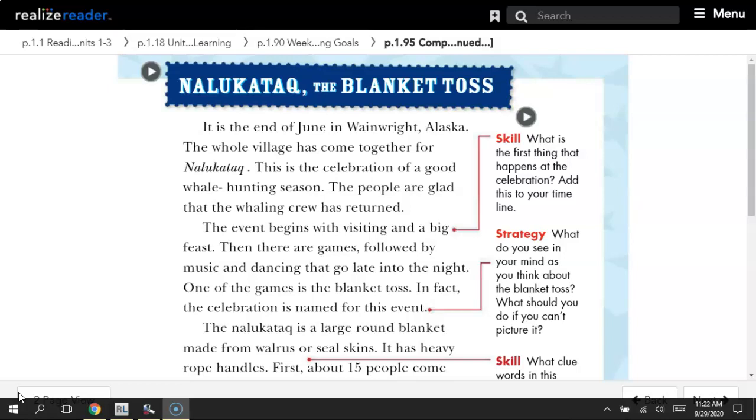As we look for those clue words, I want you to really pay attention, because after we're finished reading the story, we're going to fill out a sequence chart together, okay? All right, here we go.